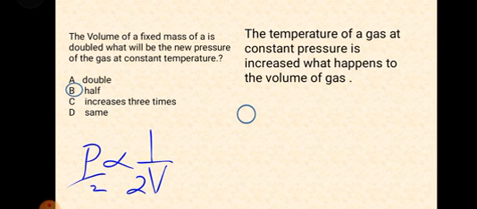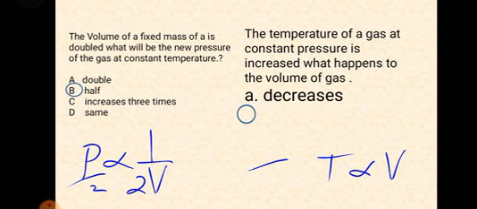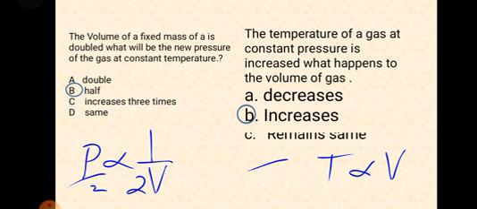The temperature of a gas at constant pressure is increased. What is the relation between temperature and volume? The temperature and volume both have a direct relation to each other. So if we increase the temperature at constant pressure, the volume of the gas also increases. So B option is correct.